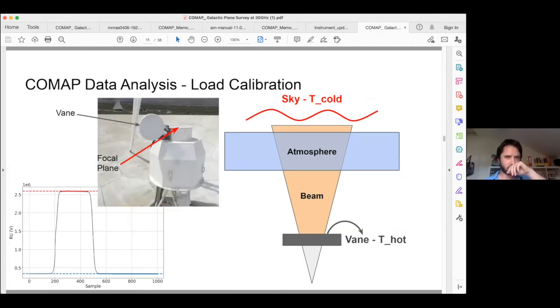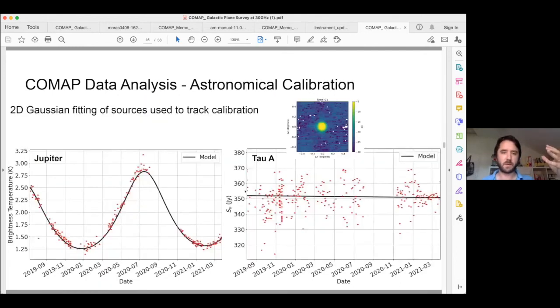This is the calibration. So I'll just say, we calibrate the data using a microwave absorber. We basically just cover the focal plane array. We calibrate to basically the difference between the cold sky and the vane's ambient 300 Kelvin temperature. And then that gives us the long-term gain stability. But then we match that to an astronomical calibration, where we measure 2D Gaussians on sources, specifically Tau A and Cas A, two very bright supernova remnants, and Jupiter, which is obviously a planet, which is very well modeled at microwave frequencies and makes an excellent calibrator at 30 gigahertz.